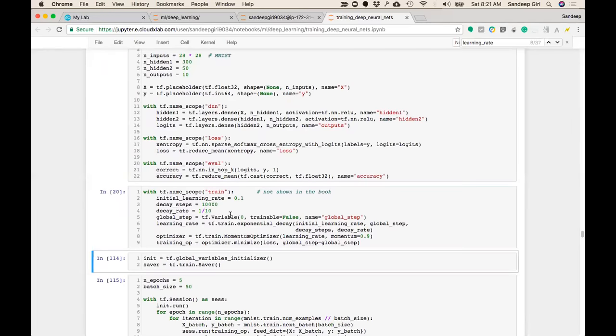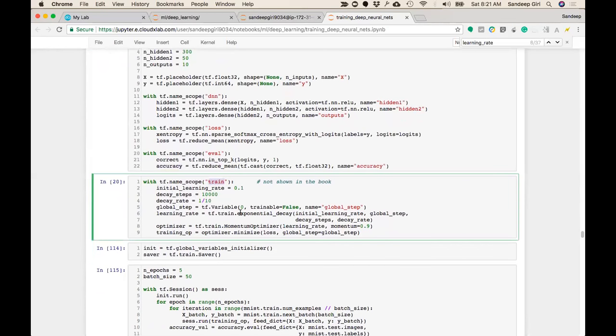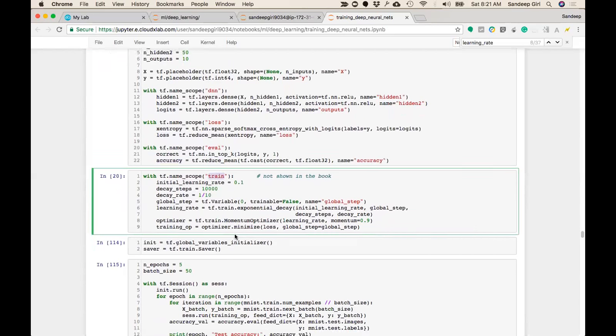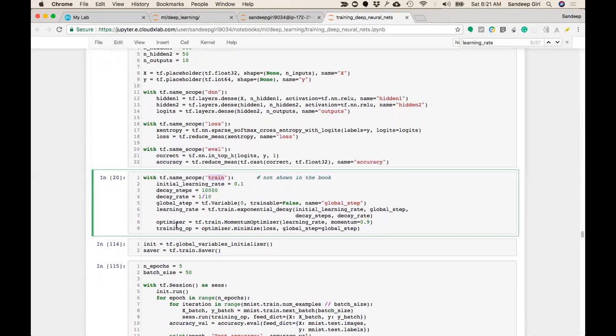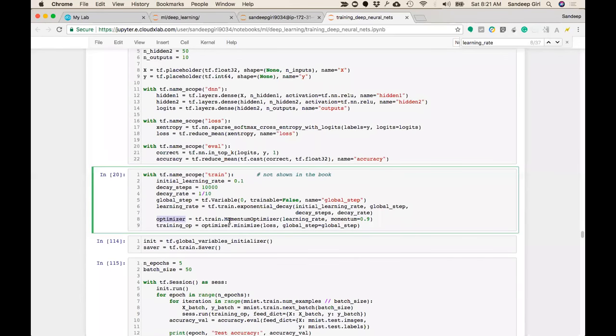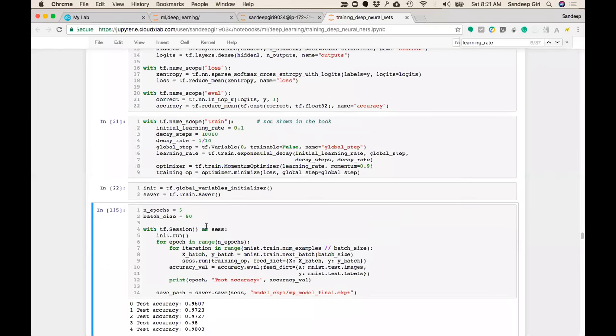Then here, the training part, this is where we are defining the optimizer. So here, we could change the optimizer either to momentum or to adaptive grad. And the learning rate here we are using is exponential. All right. So once we have created these steps, the graph, then we can start to train it.